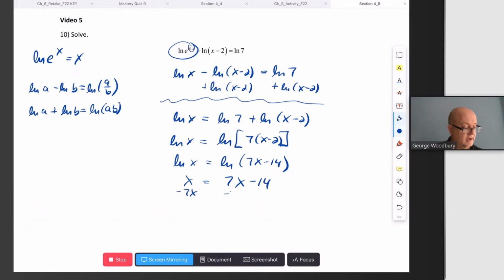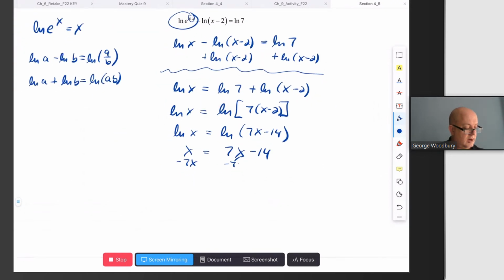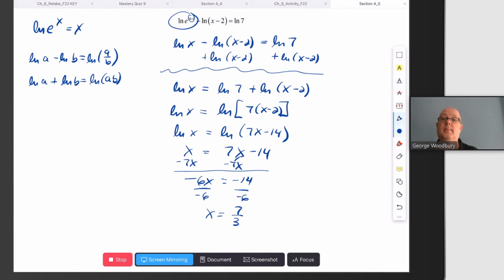Subtract over the 7x to get negative 6x equals negative 14. Divide both sides by negative 6, and we get x equals 7/3 in lowest terms. It may be helpful to know that that's 2 1/3, or about 2.33, when we go back to check it.